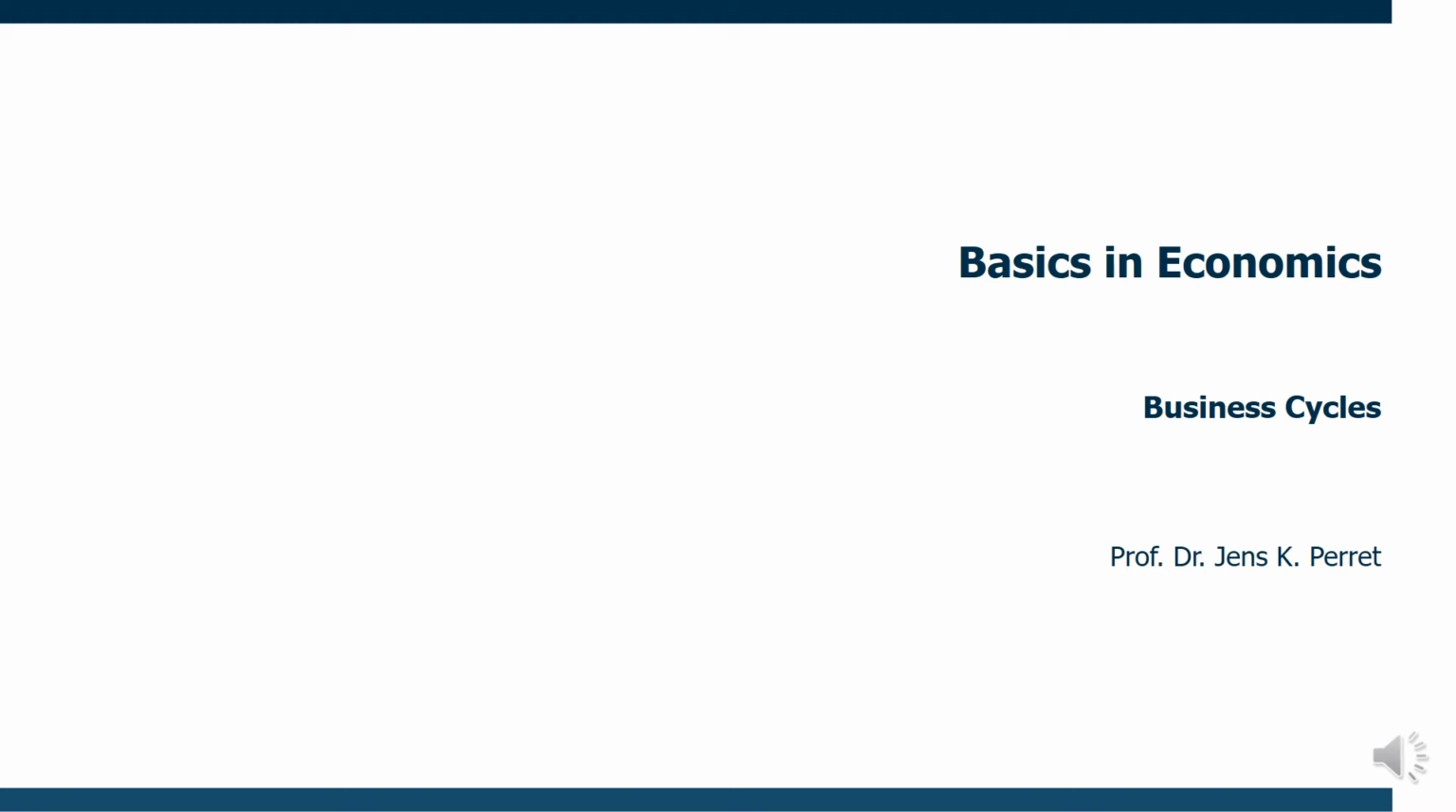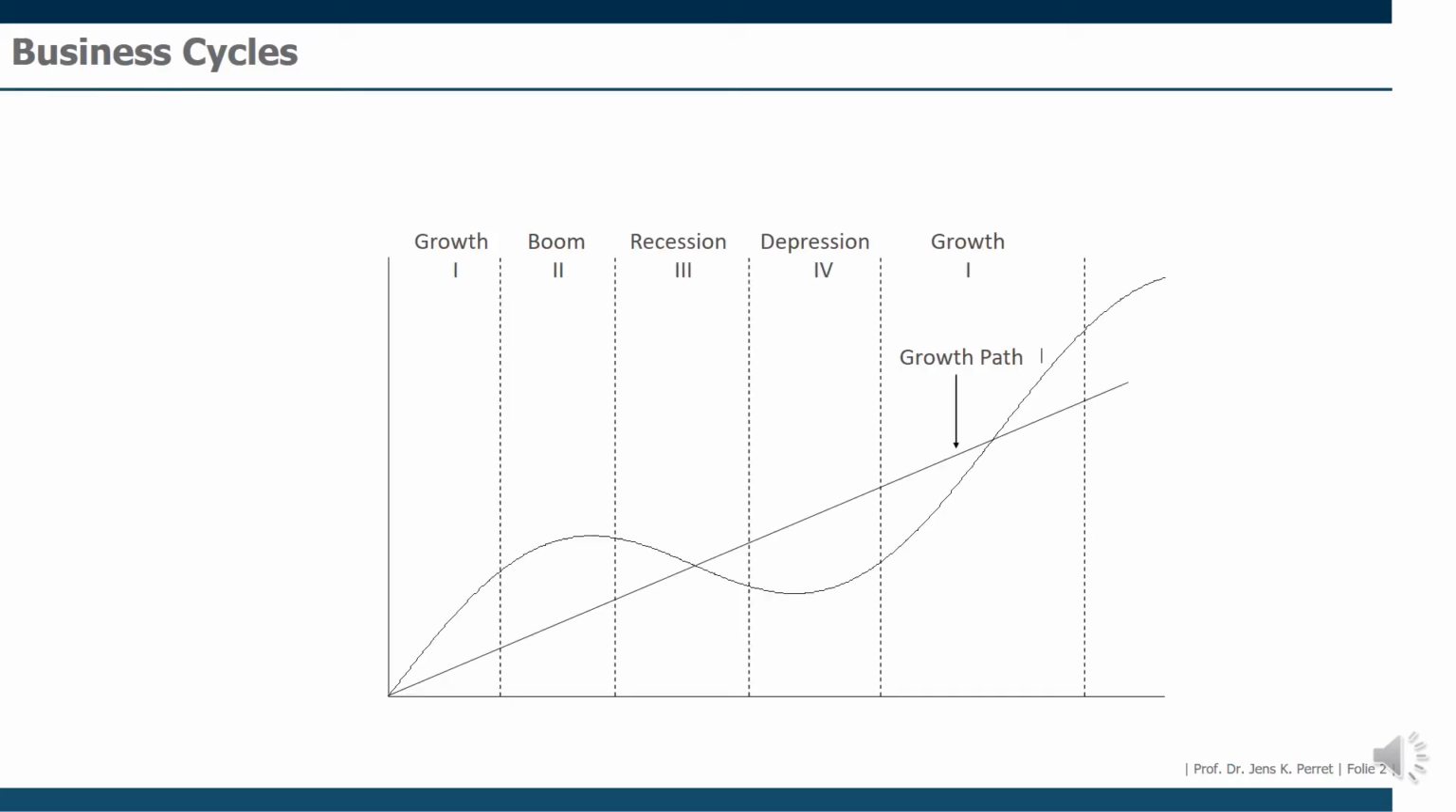This time I'm going to talk about business cycles, the basic design of a classical business cycle, and how key economic variables develop in the different phases of the ideal business cycle. So we can start with the design of a classical business cycle, which, as we can see here, consists of four main phases: the growth, boom, recession, and depression phase.